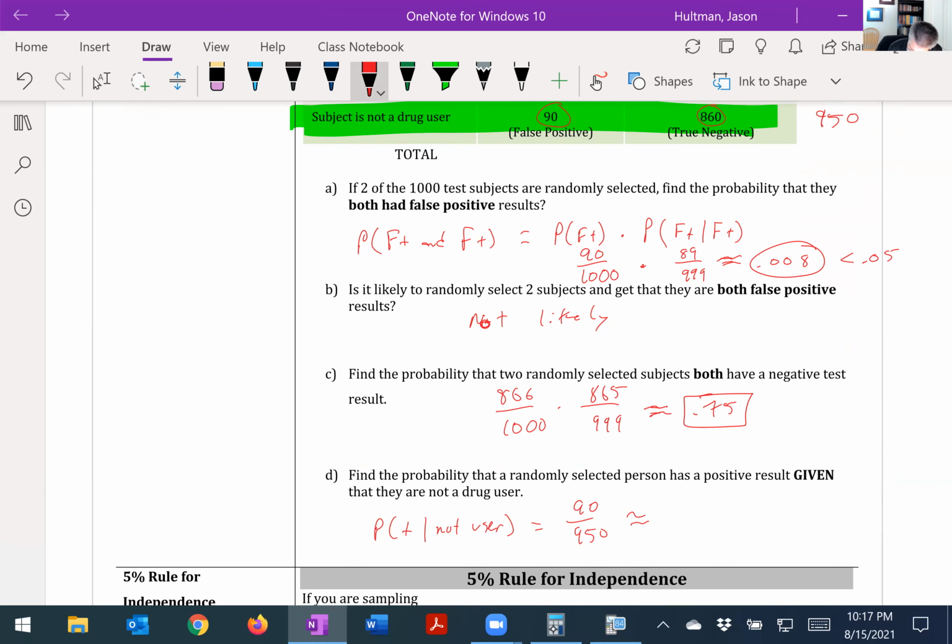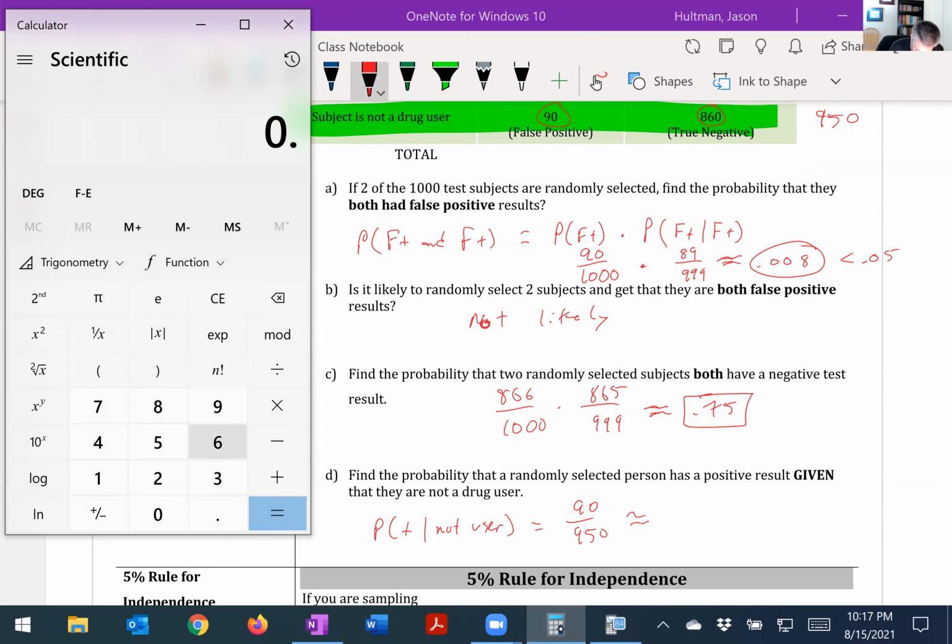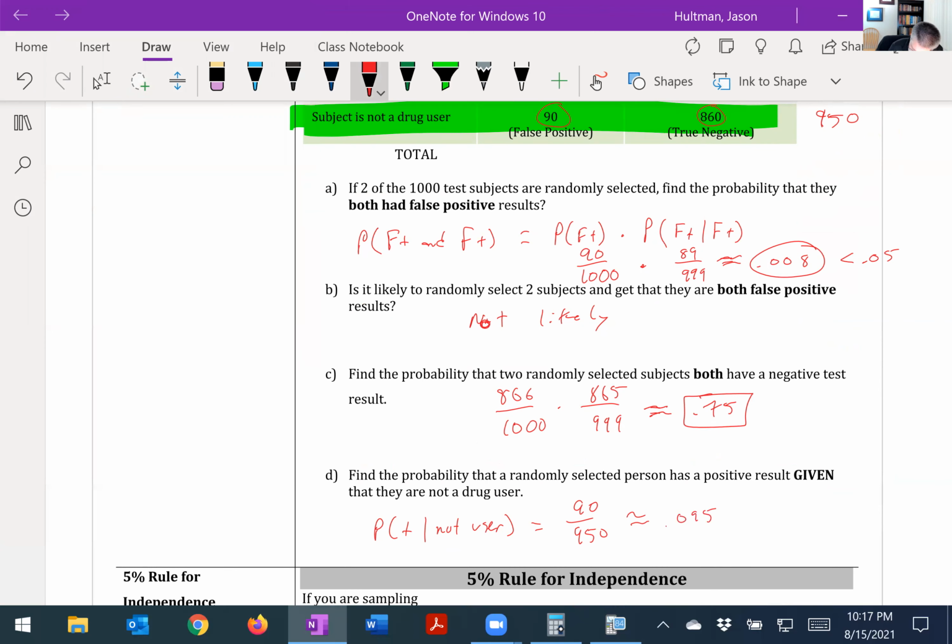And so that's approximately 90 divided by 950, which is 0.095. Okay, about 9.5%.